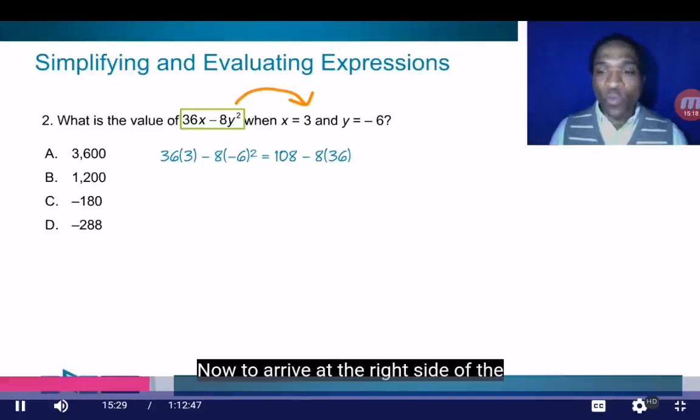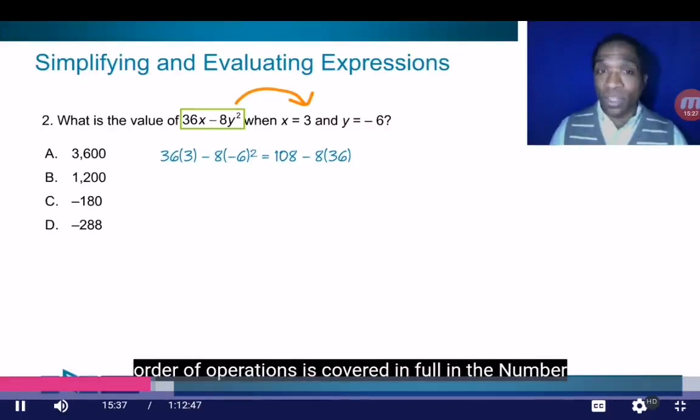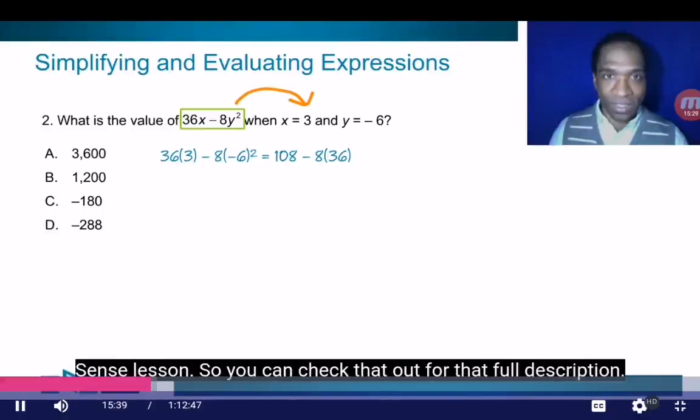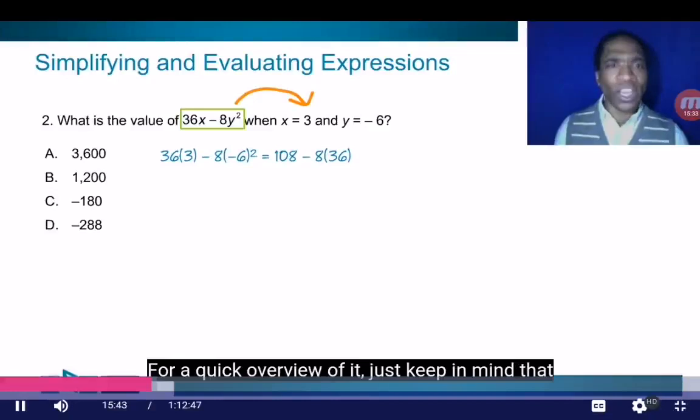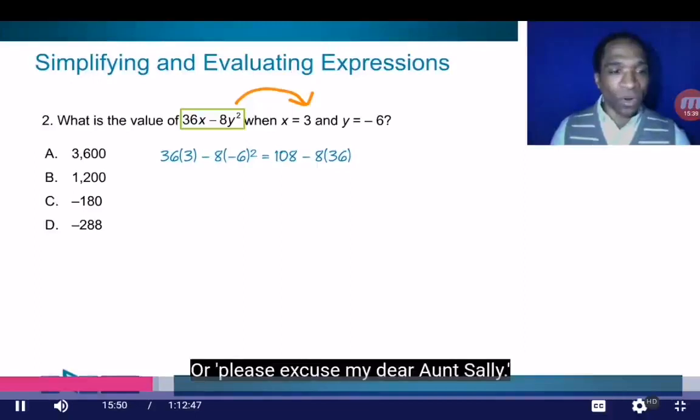Now, to arrive at the right side of the equal sign shown here in blue, we need to follow the order of operations. And by the way, the order of operations is covered in full in the number sense lesson. So you can check that out for that full description. But for a quick overview of it, just keep in mind that the order of operations is represented by PEMDAS, right? Or please excuse my dear Aunt Sally.